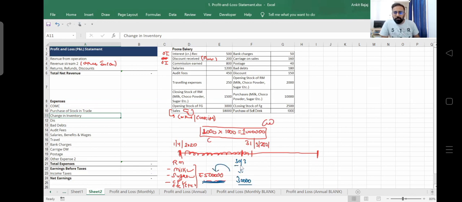Now, they have purchased milk, cocoa powder, sugar on 30th March, right? But they are not able to consume this 30,000 raw material till 31st March. They have not used this milk, this sugar for baking of cake, right? Now, what will the company do here?